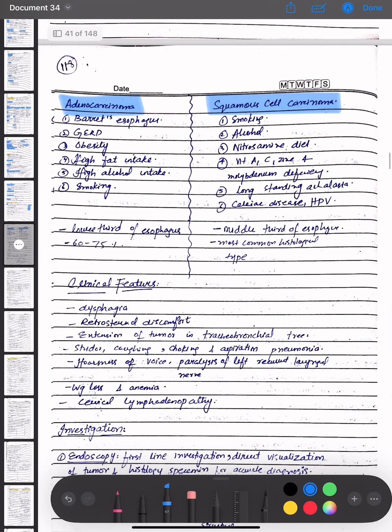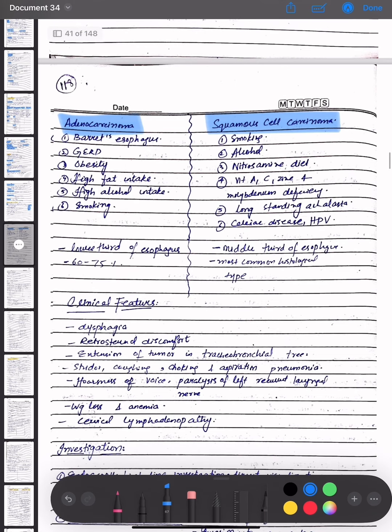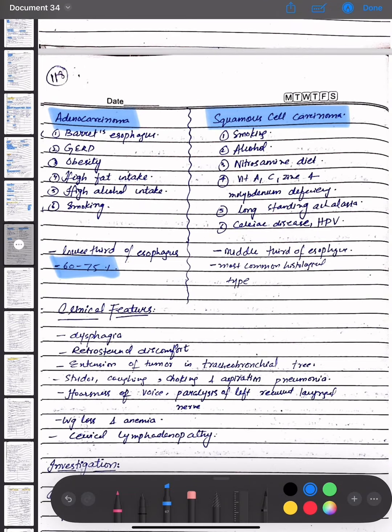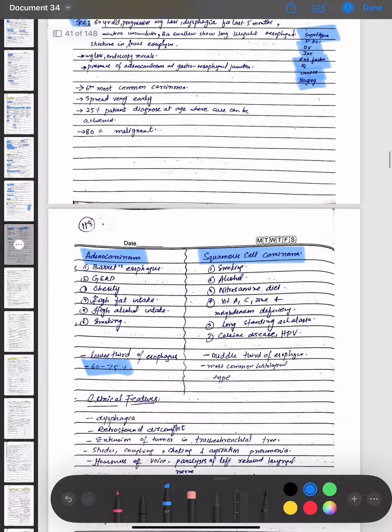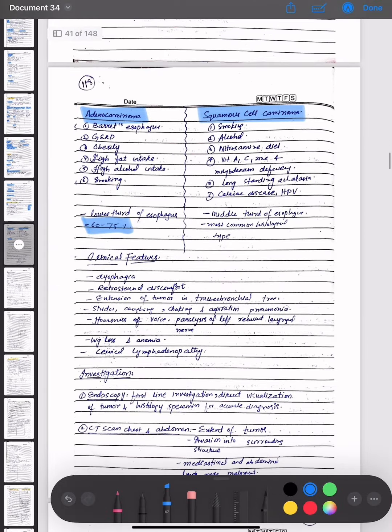In adenocarcinoma, the risk factors are Barrett's esophagus, GERD, obesity, high fat intake, high alcohol intake and smoking. The lower third of the esophagus is commonly involved, in 60 to 75%. While in squamous cell carcinoma, we have smoking, alcohol, nitrosamine diet, vitamin A, C, zinc and molybdenum deficiency, long-standing achalasia, celiac disease, and HPV. It is common in the middle third of the esophagus and is the most common histological type. So carcinoma of the esophagus basically has two types: adenocarcinoma and squamous cell carcinoma.